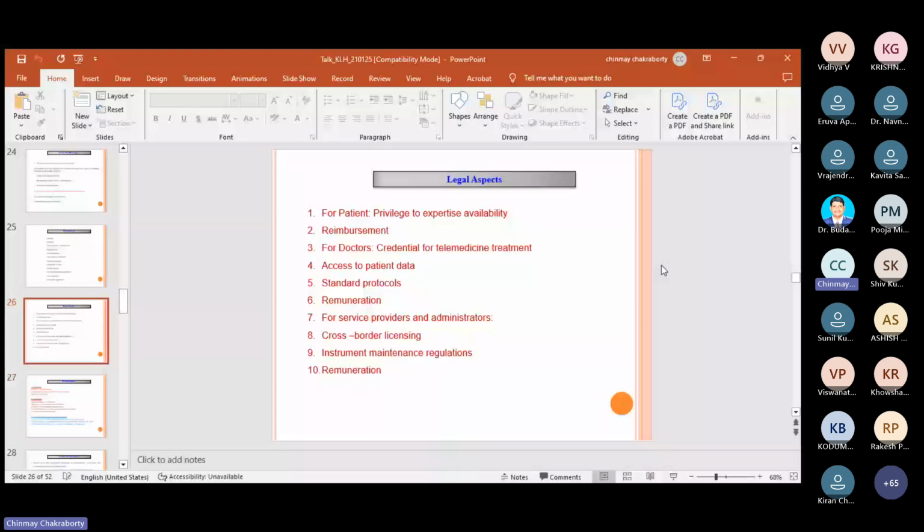From the legal point of view, for the patient, there is a privilege of the availability of expertise. That means this is one of the important portions under the legal aspects. Then reimbursement, and second, from the doctor's point of view, the credential for the telemedicine treatment. Another one, the access to the patient data.